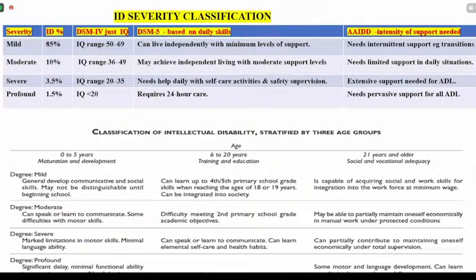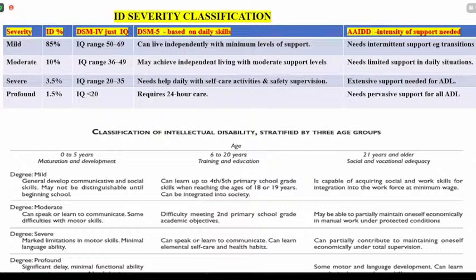At your own time, you can look at this diagram. I tried to summarize those things. So like the profound group require 24-hour care, and they really do need pervasive support in all of their daily activities, routines. The severe will need extensive support. Moderate need limited support, and the mild might just need intermittent support, at times during transitions, times if the environment is all right.